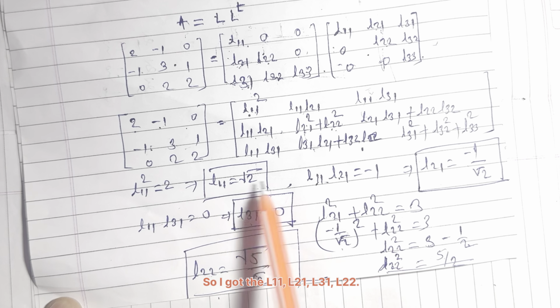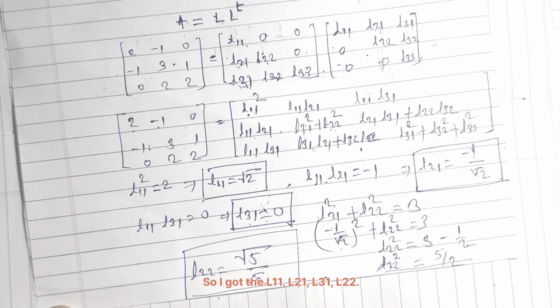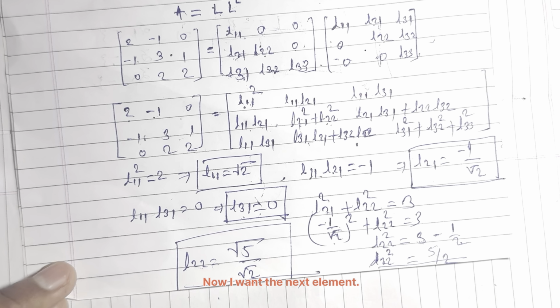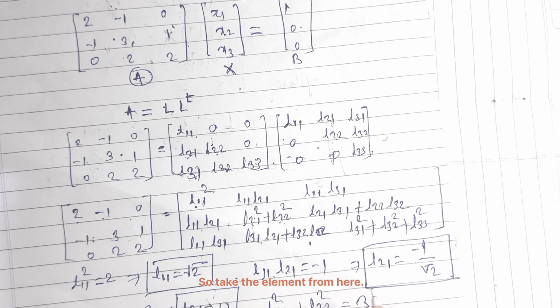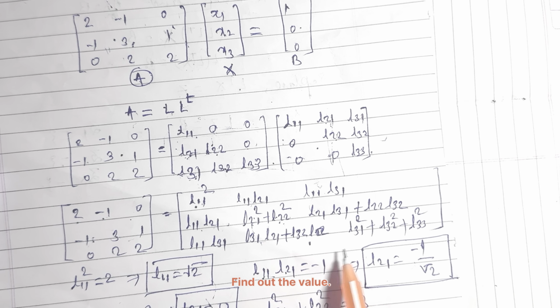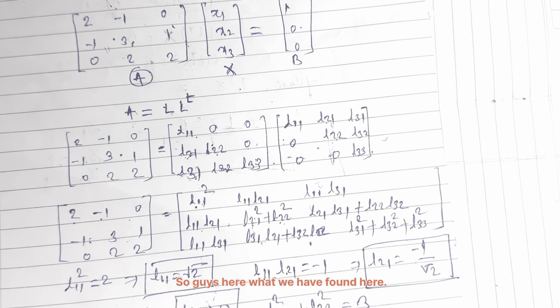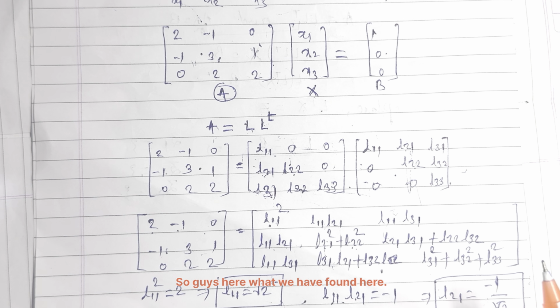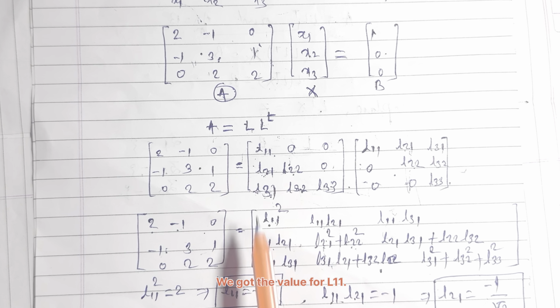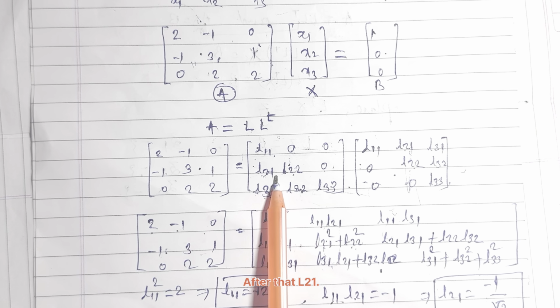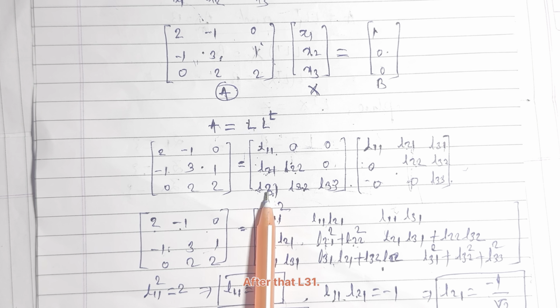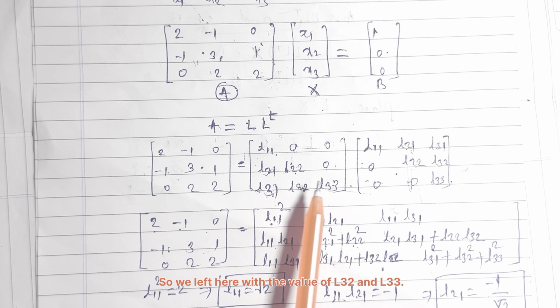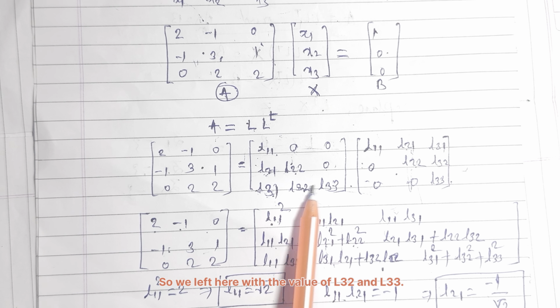So I got the L11, L21, L31, L22. Okay, yes. Now I want the next element. Take the element from here, find out the value, you will get the remaining one. So guys, see here what we found. We got the value for L11, after that L21, after that L31, after that L22. So we are left with the values of L32 and L33.